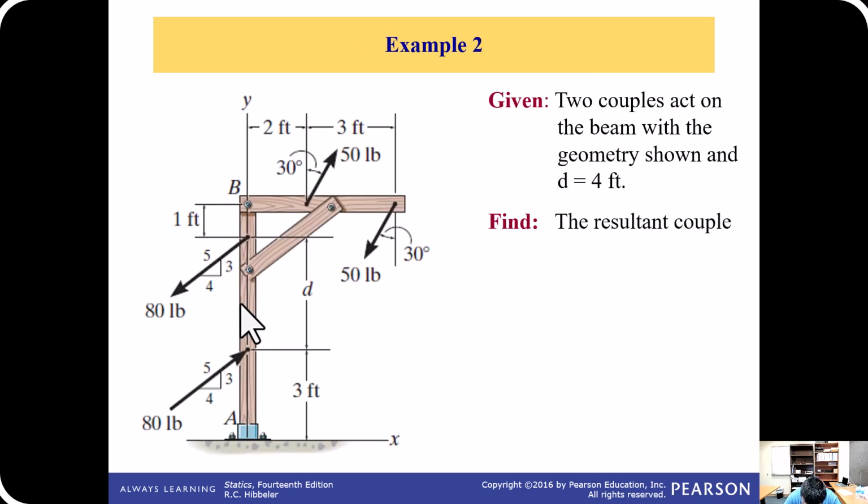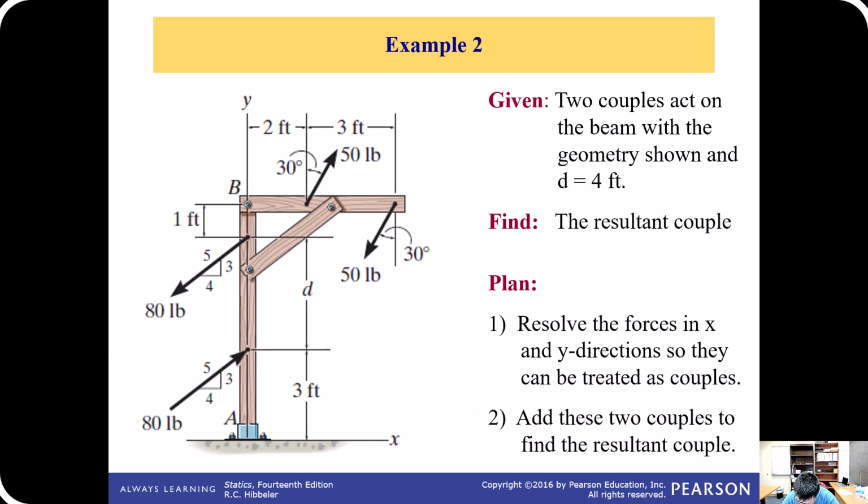Problem 2. The two couples are acting on the beam with the geometry shown, and D is 4 feet. Let's find the resultant couple. As we described before, the distance we use to calculate the moment should be the perpendicular distance. So what's the perpendicular distance between the 250 lb and the 80 lb forces? We can read it directly from the figure. So how should we solve this problem?